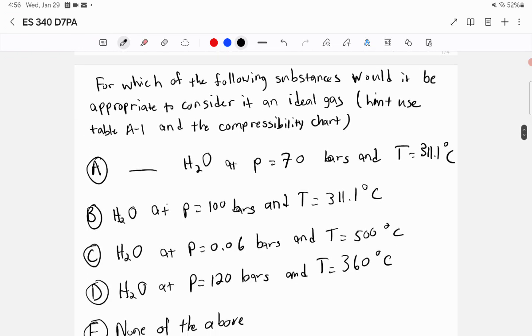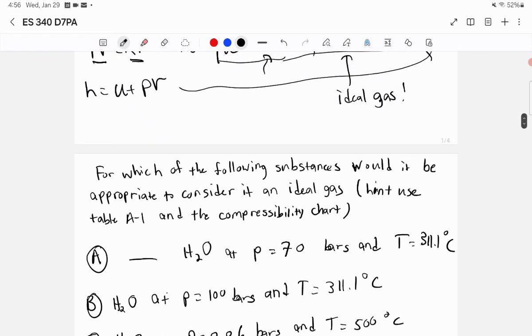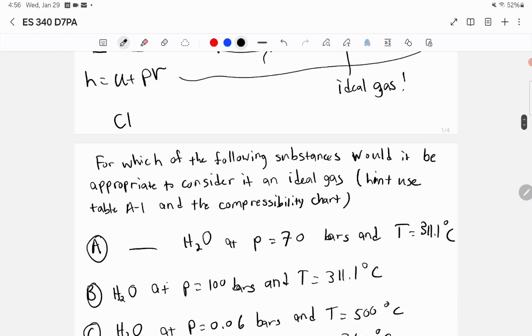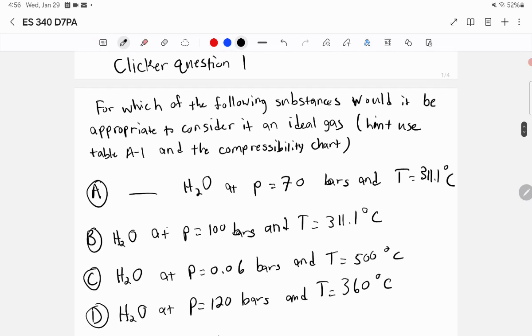Okay, so let's take a moment so that you can do a clicker question. This will be the first clicker question. For which of the following substances would it be appropriate to consider it as an ideal gas? And you can use the compressibility chart, one of the things we were practicing last time, and table A1 to help you with this. That's my hint for you.